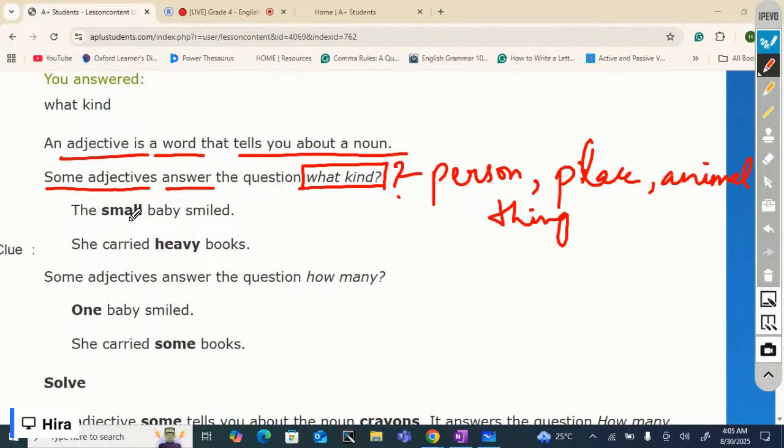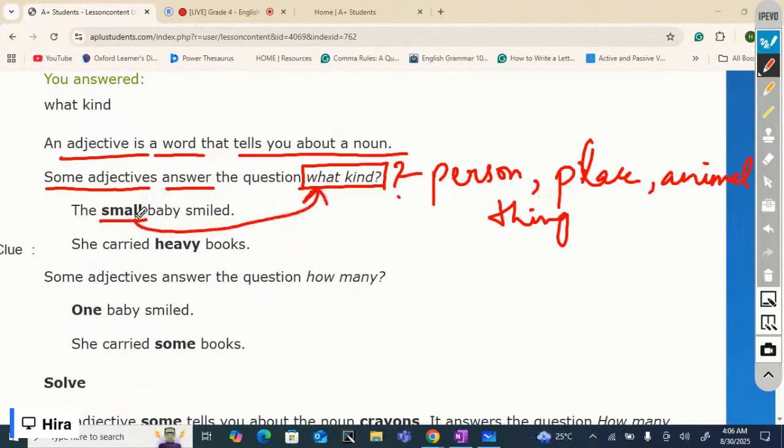Now we have a sentence, and in these two sentences, adjectives which answer the question what kind are used. Let's read the first one. The small baby smiled. I'll ask you a question. What kind of baby smiled? And the answer is small. Small baby smiled.